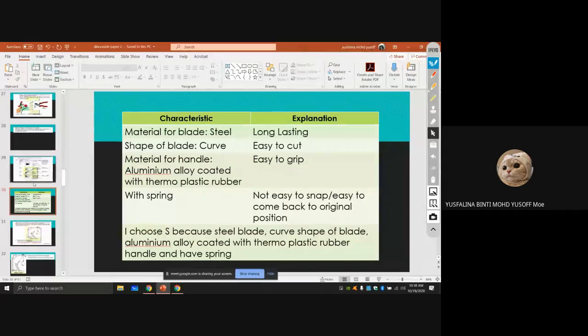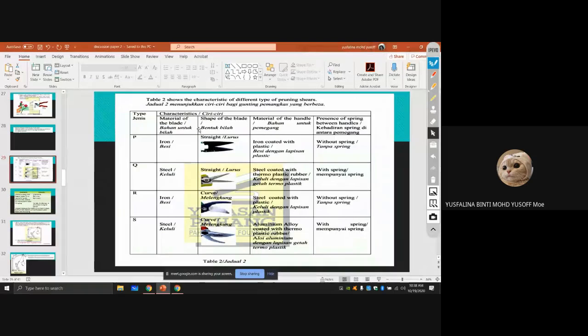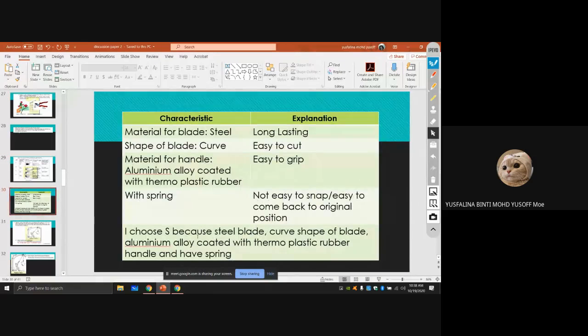So remember, after you put all the characteristics, you have to choose and also copy back all the characteristics here.